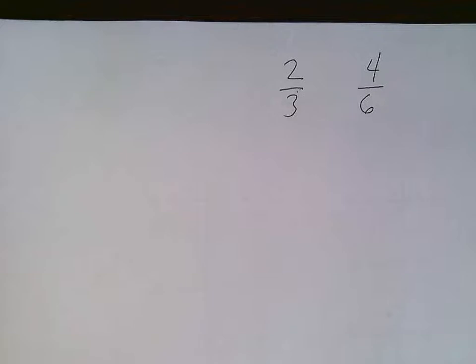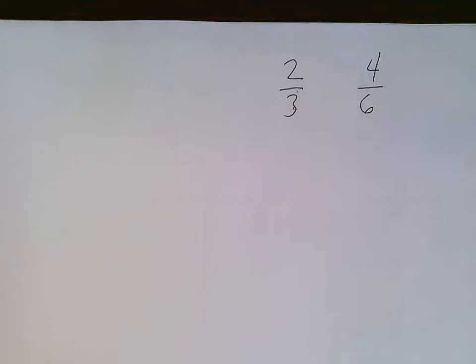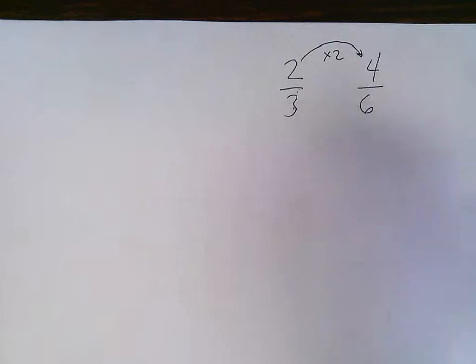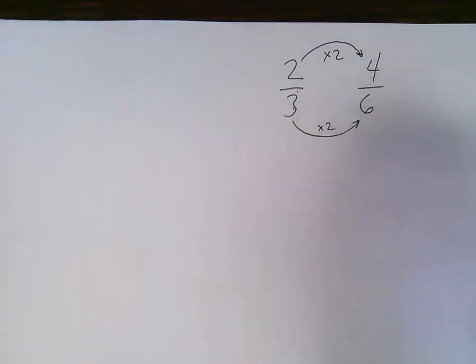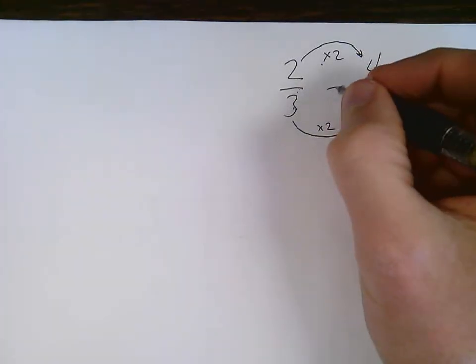Now, how do we create an equivalent fraction? How do we check to see if a fraction is equivalent without having our manipulatives or a calculator or anything? Well, if the numerator and the denominator are both multiplied by the same exact thing, then the fraction will be equivalent. So what I have here is 2/3, and if I multiply the numerator times 2, it will equal 4. If I multiply this denominator by 2, that will equal 6. So if I multiply the numerator and the denominator by the same thing, it will give me an equivalent fraction.